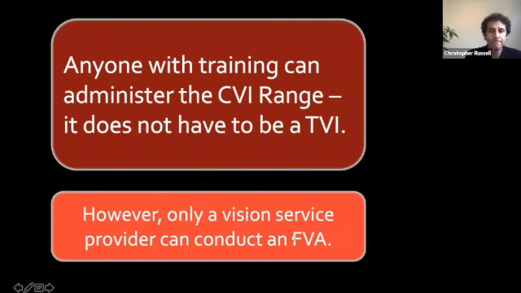But I want to emphasize this point because it is useful for other team members, including special ed teachers or other related service providers, to understand the assessment process and maybe even to use it as part of their assessments. I know a lot of occupational therapists who utilize the CVI Range assessment to support their OT evaluations. That doesn't make it an FVA, right? An OT can't do an FVA, but it is helpful to make their own assessments more functional and more student-centered.